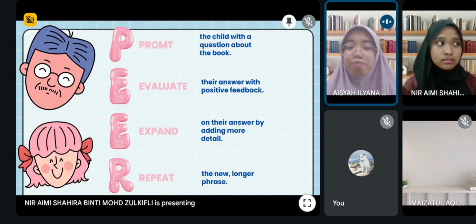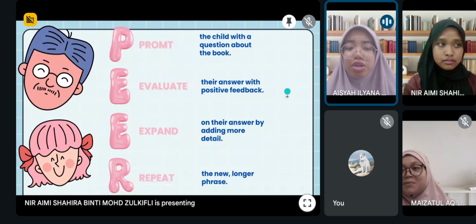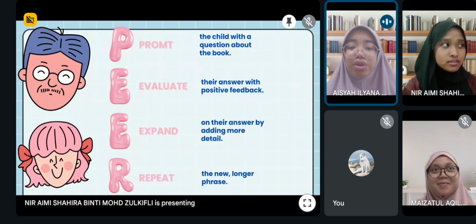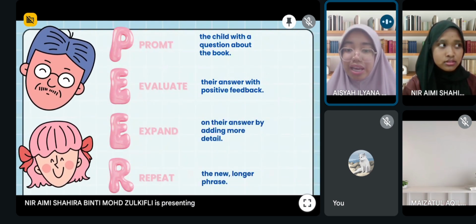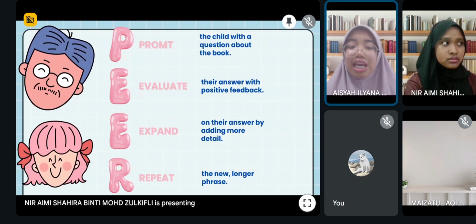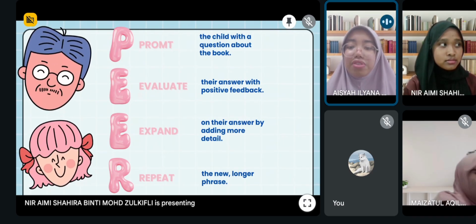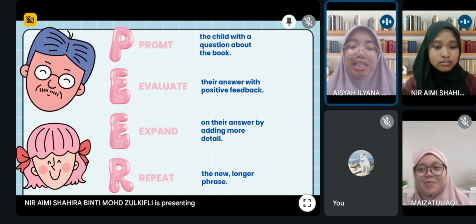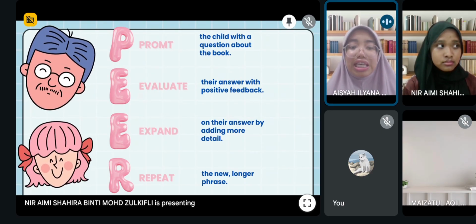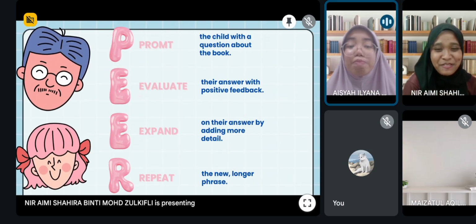First, you prompt the child with a question about the book. You might point to a picture and ask, "What do you see here?" When the child answers, you evaluate what they say with positive feedback, like "that is right" or "what a good observation." Then, you can expand on their answer. This is a key step. If they say dog, you add more detail and say, "Yes, it's a big brown dog running in the grass." Finally, you ask the child to repeat the new, longer phrase. You can say, "Can you say big brown dog?"